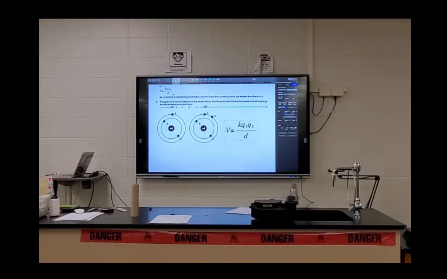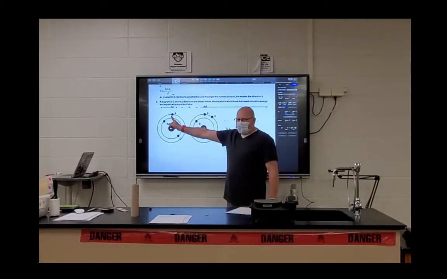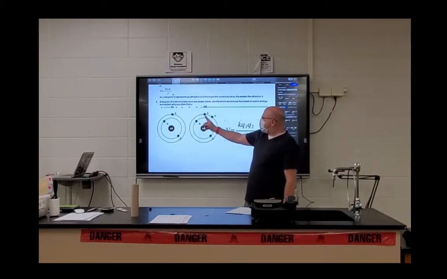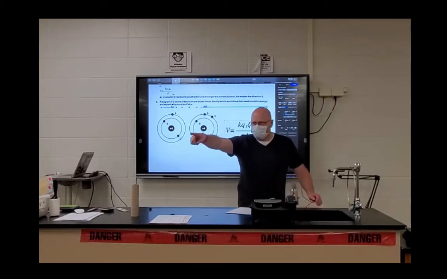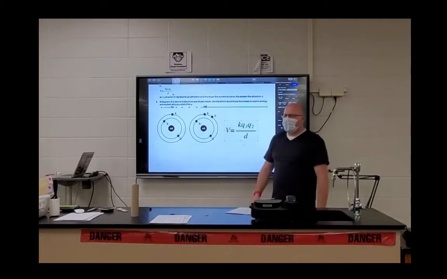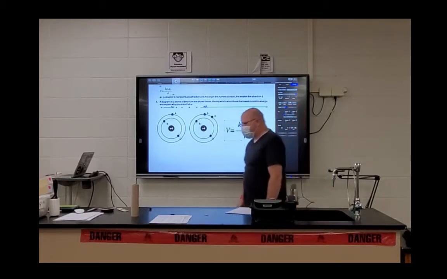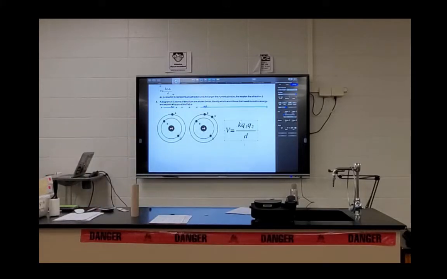But is the attraction for the nucleus of this A the same as the attraction to the nucleus of this A? Lexi? No. Why? Repulsion. B and A are both negative, so when they repel, it kind of takes away some of the attraction between A and the nucleus. Repulsions between electrons weaken the attraction.